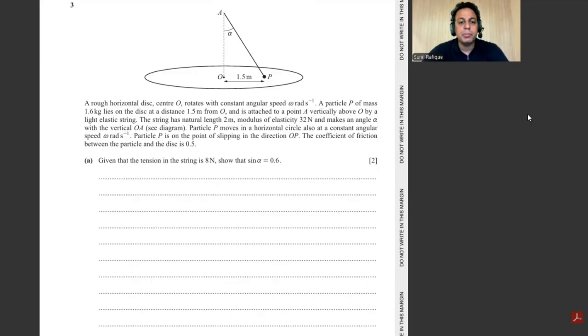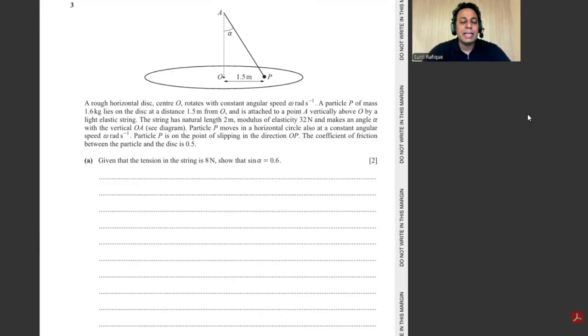We can see that particle P moves in a horizontal circle, also at a constant angular speed, omega radians per second. Particle P is on the point of slipping in the direction OP, so there's limiting equilibrium as well. The coefficient of friction between the particle and the disk is 0.5. So plenty of information. Make sure you read the question carefully. Part A. Given that the tension in the string is 8 Newton, show that sine alpha is 0.6.